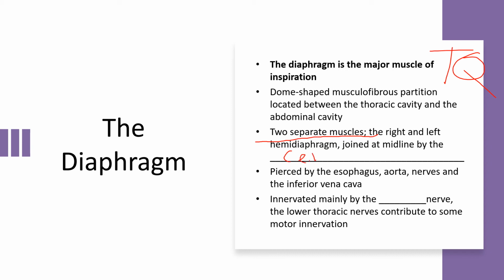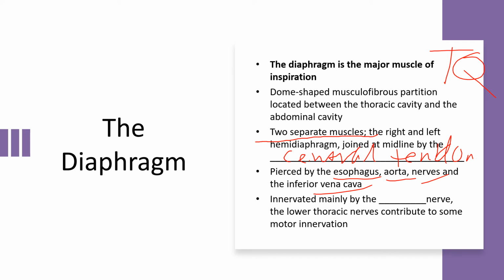So, central tendon. The central tendon is what connects the two hemidiaphragms together. That way the central tendon will allow the esophagus, the aorta, the nerves like your vagus nerve, and your vena cava, your inferior vena cava, all that stuff to pierce through there, so that way we can live. So remember, it is not one continuous muscle. It is two separate hemidiaphragms.